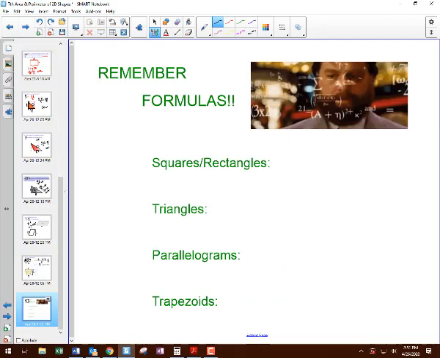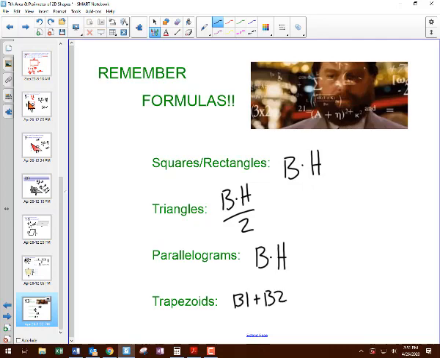Okay, a quick little overview of what we did here. Feel free to jot these formulas down before you jump into your assignment. Remember, squares and rectangles, we're simply going base times height. Triangles, we'll have to go base times height divided by 2. Parallelograms are, once again, base times height. Make sure you identify the true height. And trapezoids, here again, we'll have base 1 plus base 2. Take the sum of those times the height and divide it all by 2. Okay, that gives you a quick little overview.